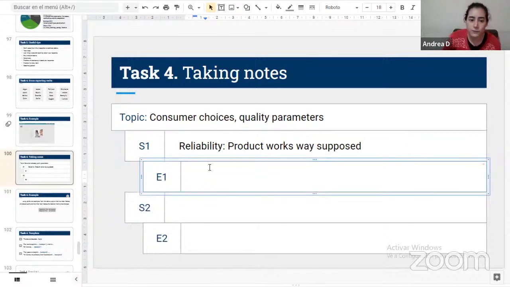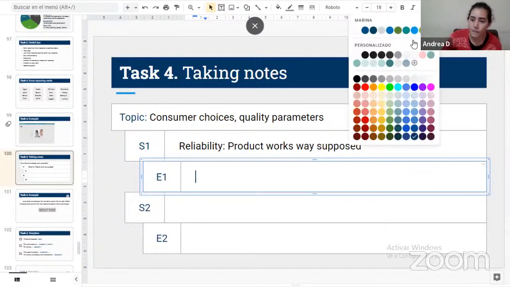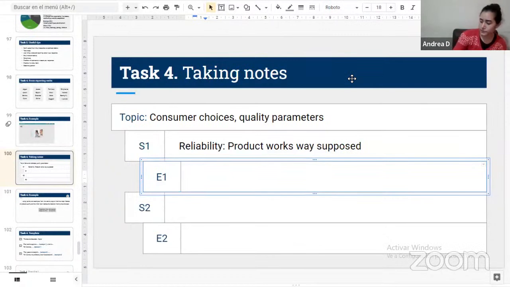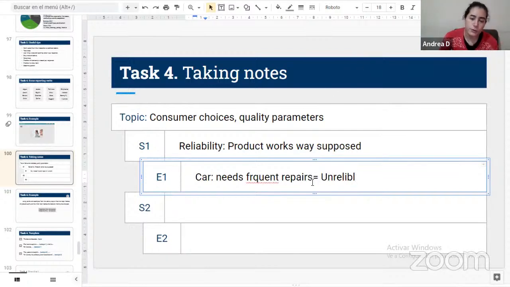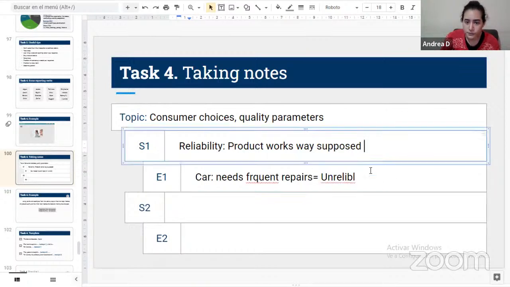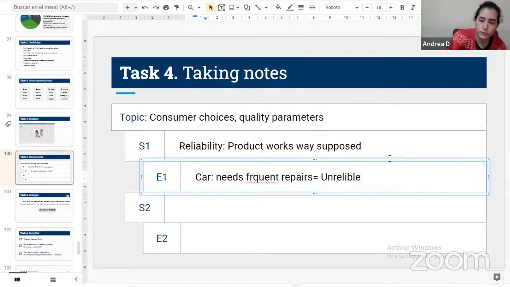What about the example? How does the professor illustrate that concept of reliability? He gives an example of a car that when it needs frequent repairs, it is unreliable. Okay. If a car needs frequent repairs, it's said to be unreliable. Anything else for the example? Okay. What about the second subtopic? Does anybody remember what it was?